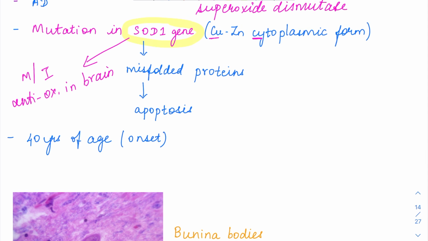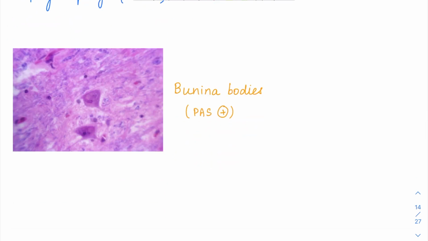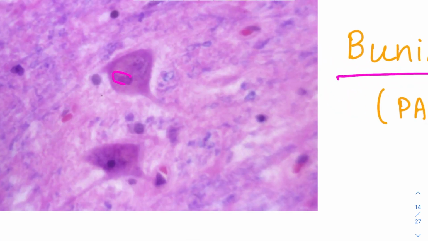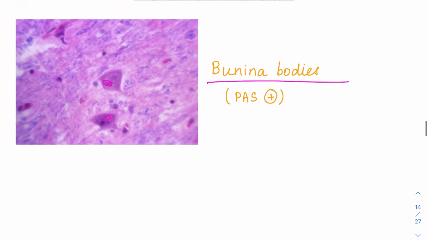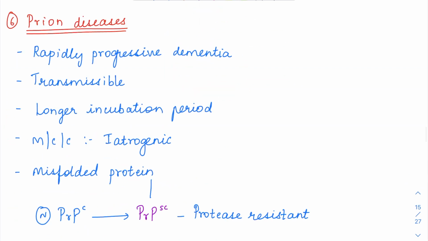So a mutation in the SOD gene can cause the formation of misfolded proteins, which can again result in apoptosis. So most of the neurodegenerative disorders are going to result from either impaired autophagy or impaired protein folding. So any misfolded protein will always result in accumulation and cause death by apoptosis. So here the inclusion bodies which we see in amyotrophic lateral sclerosis will be Bunina bodies. So these are eosinophilic intracytoplasmic pinkish inclusions called Bunina bodies, which are going to be positive for periodic acid Schiff.